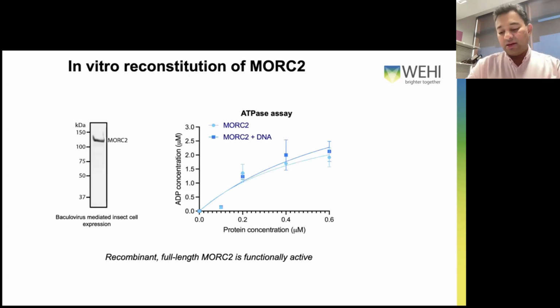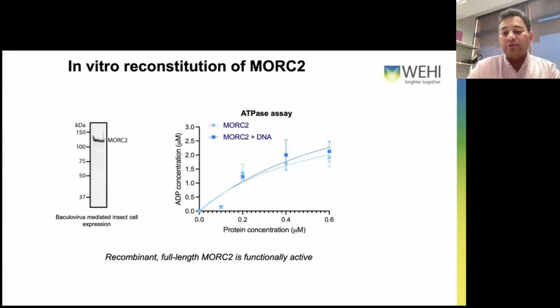My lab has taken a reductionist approach where we try to understand the function of MORC2 in a test tube. So we do in vitro reconstitution of MORC2. Here I'm showing you the full-length MORC2 expressed in an insect cell expression system. We show that MORC2 indeed contains ATPase activity as shown here, and it's not really influenced by whether DNA is present or absent. But more importantly, what this shows you is that the recombinant full-length MORC2 is indeed functionally active.